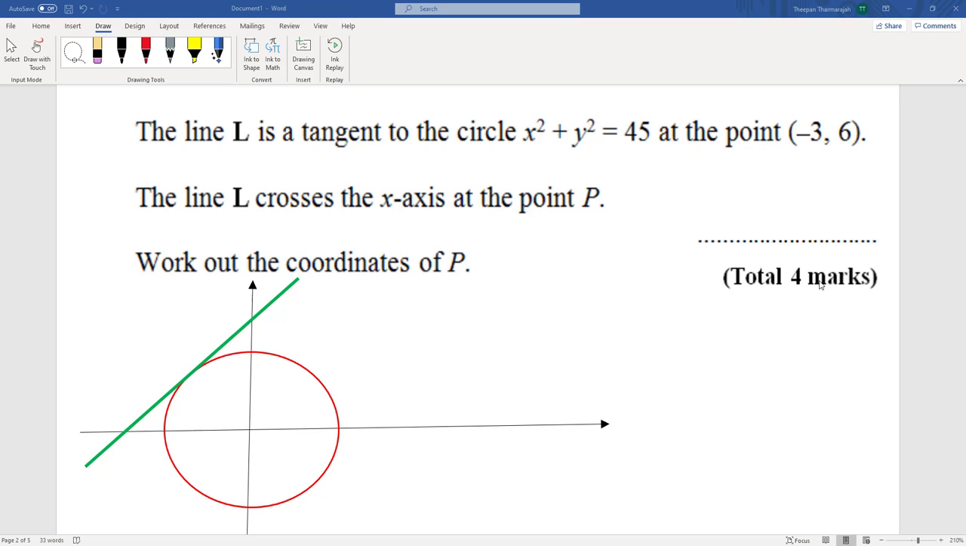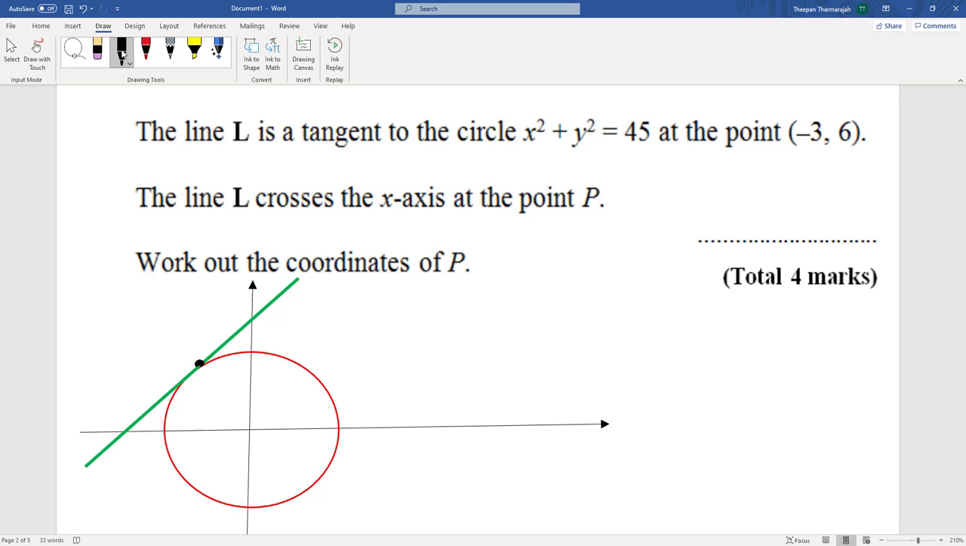Now that line is shown to you on the green line. So it says to work out the coordinates of P. I'm also going to extend this question by finding the area of the triangle formed. So first of all, we need to work out the equation for the tangent. Now what we do for a question like this, we know that the line L, the tangent line, passes through the point minus 3 and 6.